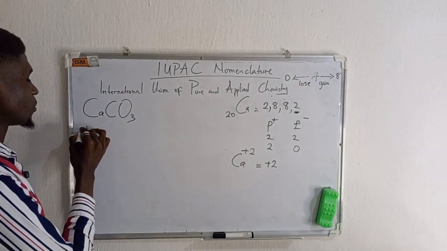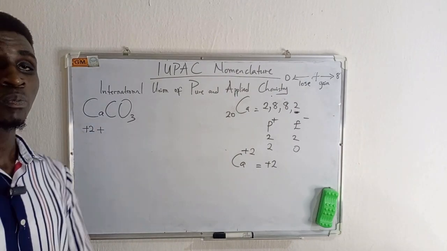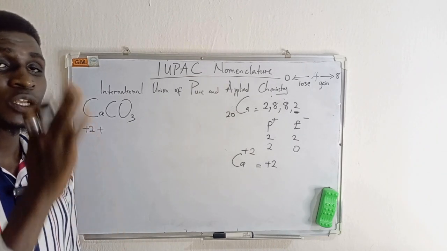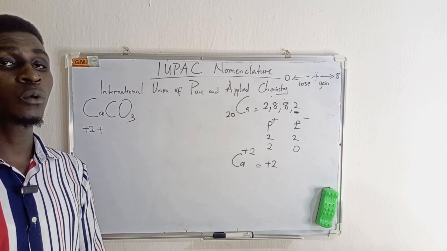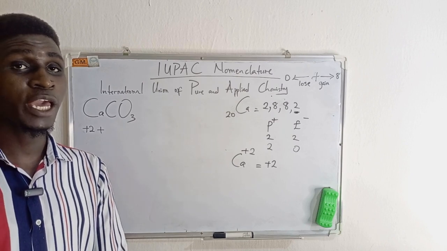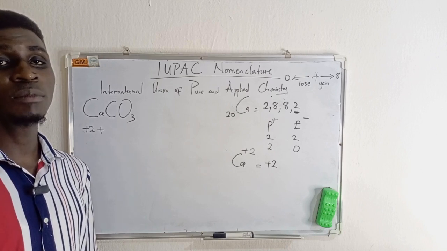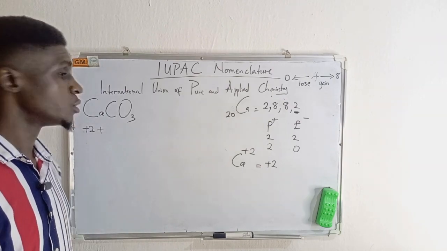So we have what? +2 plus carbon is in the middle. Now, when you have 3 elements making up a compound, the one in the middle becomes the unknown. This is different from what I said before for binomial compounds where there are only 2 elements. In the case where there are only 2 elements, the first element becomes your unknown.